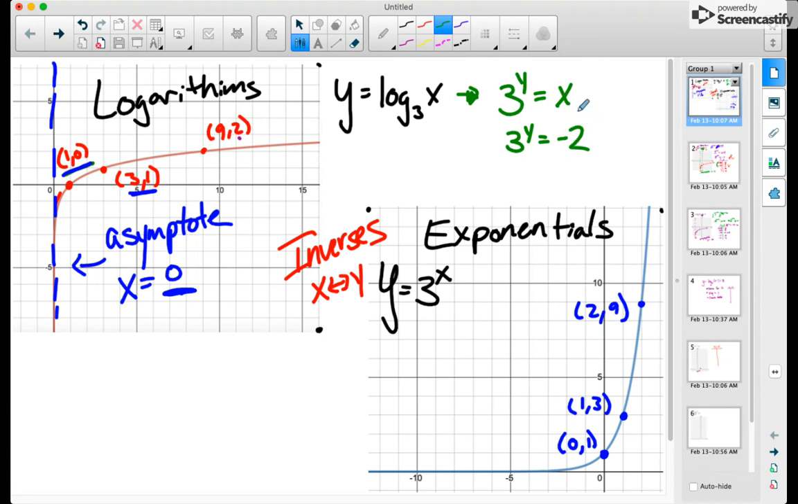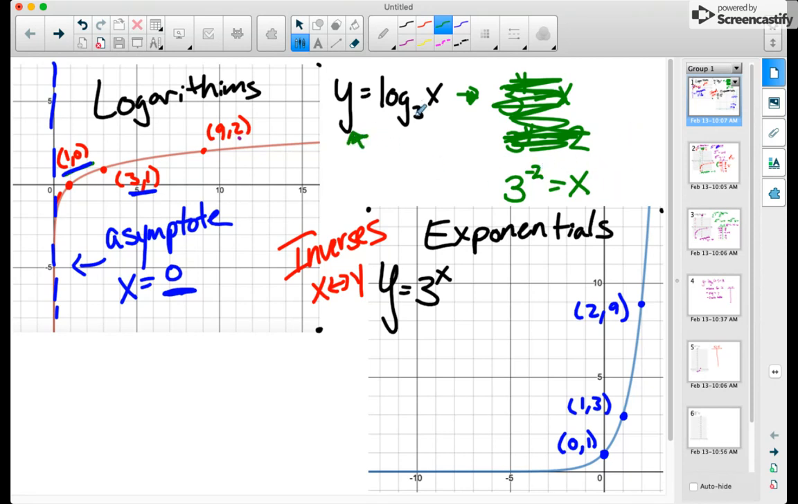And I don't know about you, but that seems like kind of a pain in the rear to solve to figure out what values are going to work. So we solve this equation for x because it makes it easier to plug in and say, okay, I'm going to plug in values for y now. So 3 to the -2 power equals x. That just makes a lot more sense than trying to go this way. So that's why in logarithms, we plug in values for y instead of values for x.